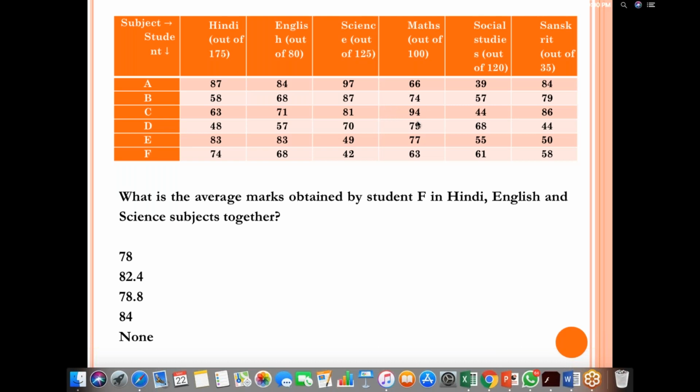Sabiha Hassan, yes, it is 78. 78 and 78.8, we have two close options. You have to be very careful while calculating. These are two close options, so you have to be very careful while answering. Yes, Ashwarya, it is 78.8. Let us see.